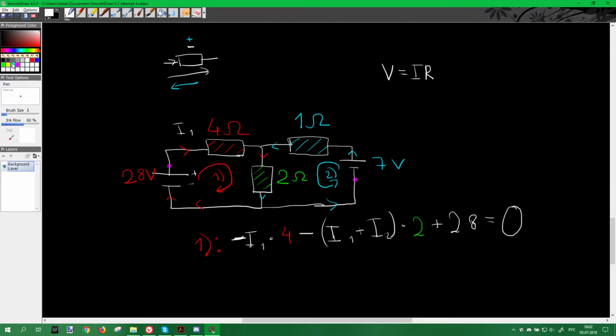Okay, then we have the second loop. We start here before the battery because I want to. It doesn't actually matter where I start. Okay, first we come to the battery. From negative to positive, we have a potential gain of 7 volts. Okay, we come to the light blue resistor. Current is in the same direction as our loop, so we have negative. So yeah, this is of course the I2 current times our resistance, which is 1.